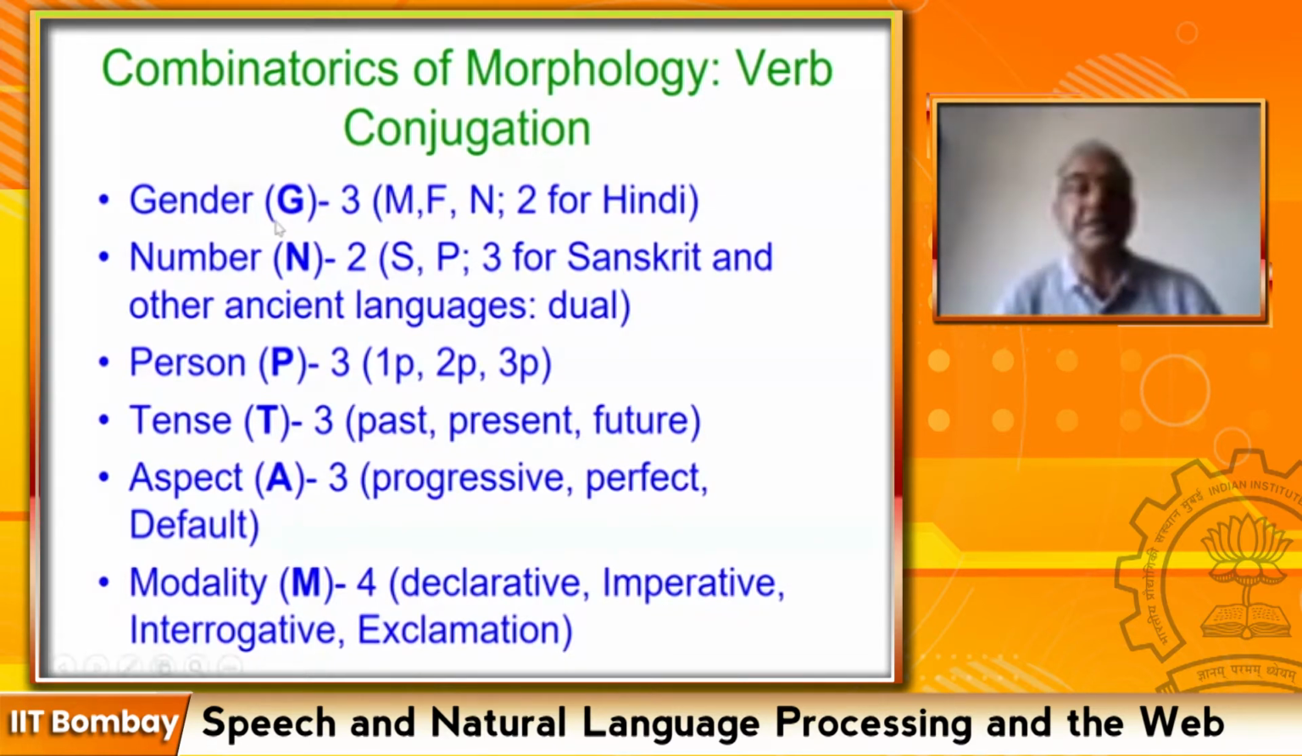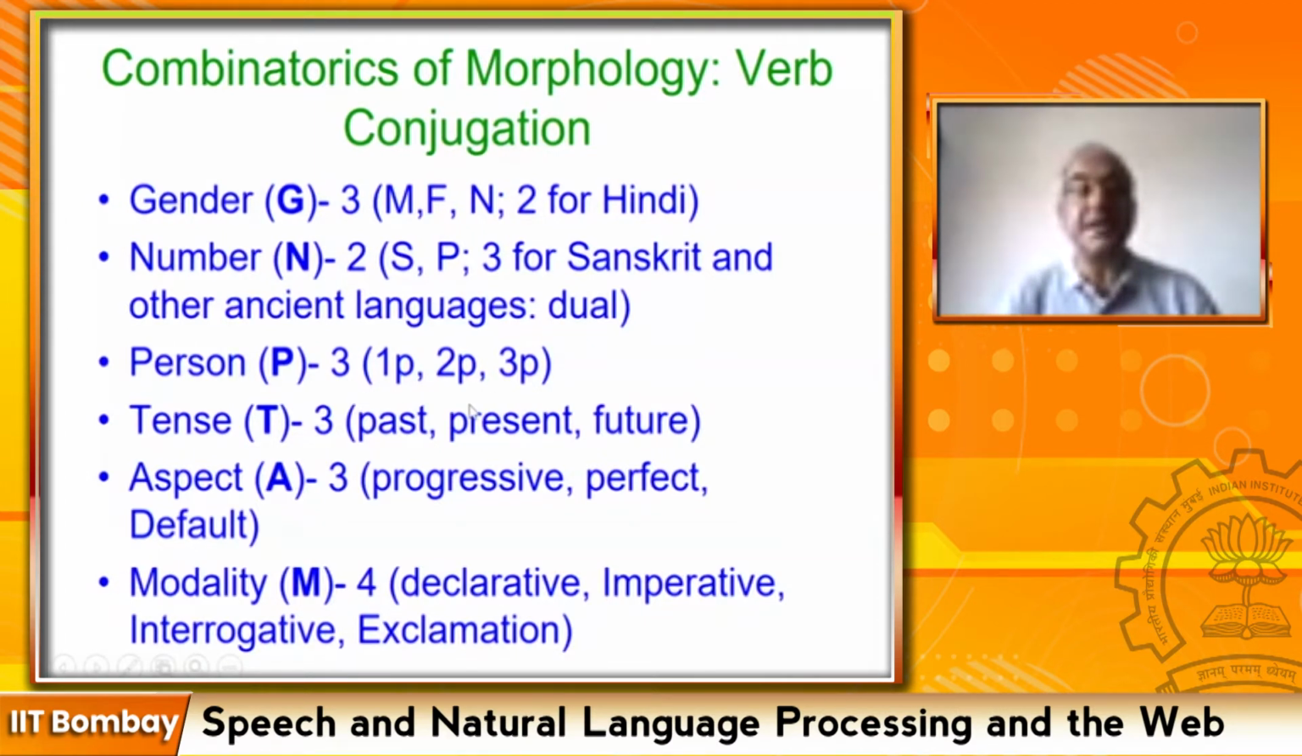There are these 6 factors. Gender can take 3 values: masculine, feminine, and neuter. But neuter is absent in Hindi, so 2 values for gender. The attribute number takes 2 values, singular and plural. In Sanskrit, it takes 3 values because there is a number called dual, and this we see in Sanskrit and a few other ancient languages. So singular, dual, and plural.